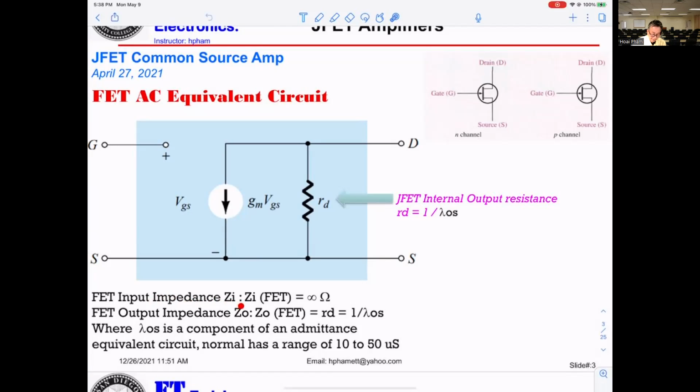FET input impedance is equal to infinity ohms. FET output impedance is equal to small rd, based on this display here. You don't have anything else, so that's why you get only this resistance. And this is a component of an admittance equivalent. The gm will be in the range of 10 to 50 microsiemens.